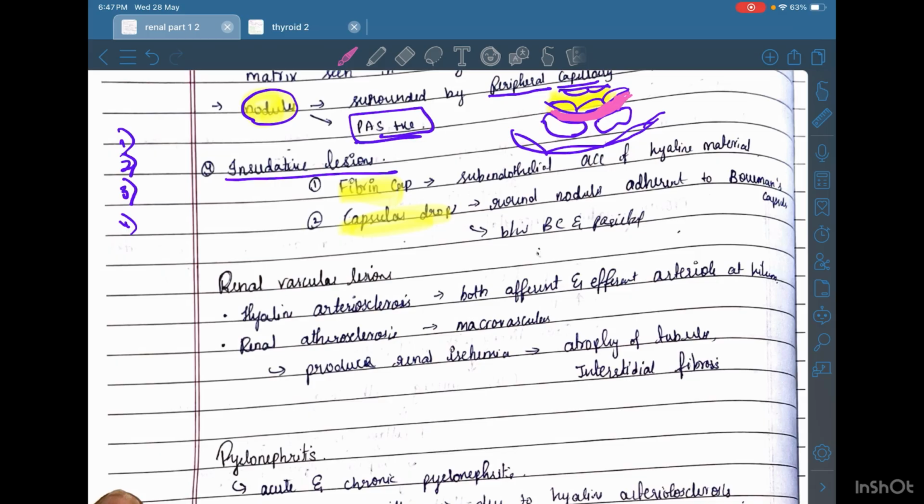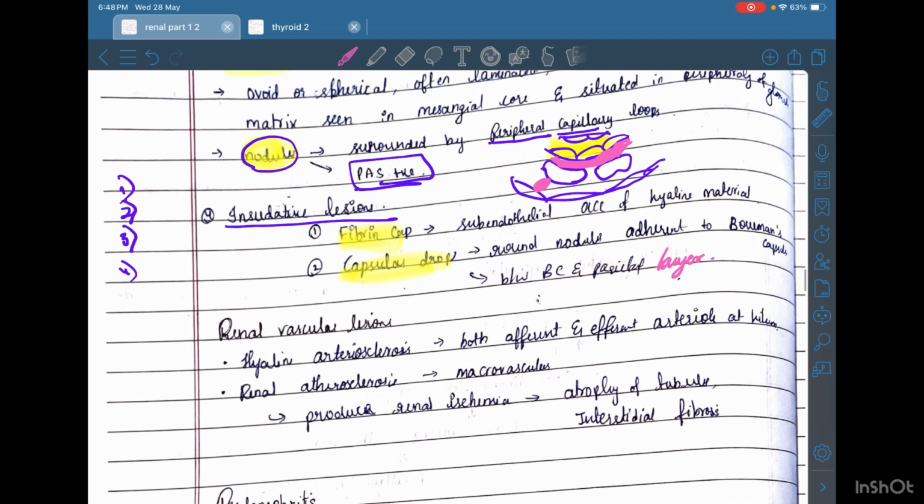Then what is a capsular drop? A capsular drop is a round nodule which is adherent to the Bowman's capsule, between the visceral layer and the parietal layer of the Bowman's capsule. So this is your capsular drop. And this is your fibrin cap.